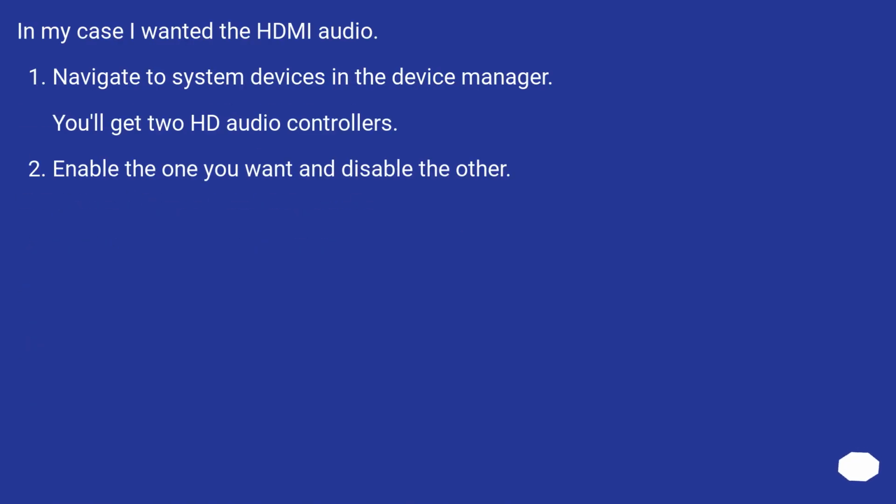In my case, I wanted the HDMI audio. Navigate to System Devices in the Device Manager. You'll get 2 HD audio controllers. Enable the one you want and disable the other.